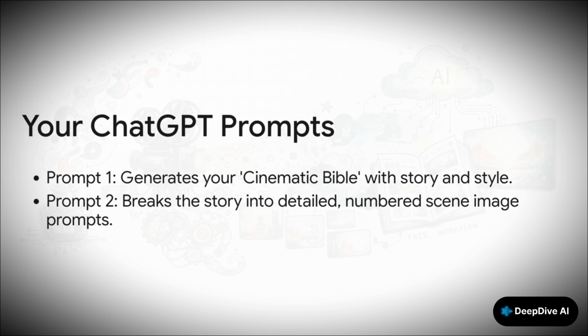Inside ChatGPT, we're just going to use 2 simple prompts. That first prompt builds our Cinematic Bible. Then the second prompt, in the same conversation, takes that story and breaks it down into individual numbered scene descriptions. These are perfectly formatted image prompts, ready to go for our next step.